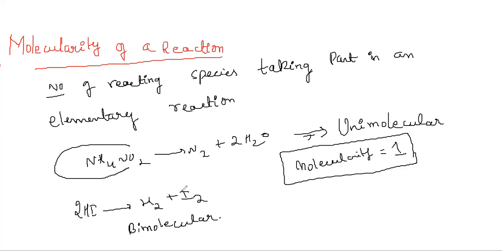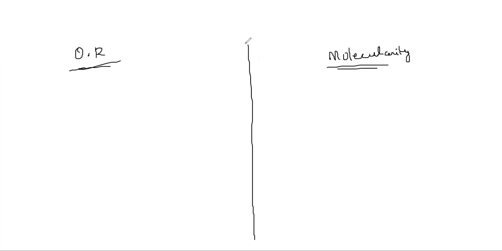Okay, so next we have to find the difference between order of the reaction and molecularity of the reaction. You have to state the difference between the two. Order of the reaction, you can write the definition: the sum of powers gives you the order of the reaction. In the same way, here the number of reacting species is the definition of molecularity; you can note it here.